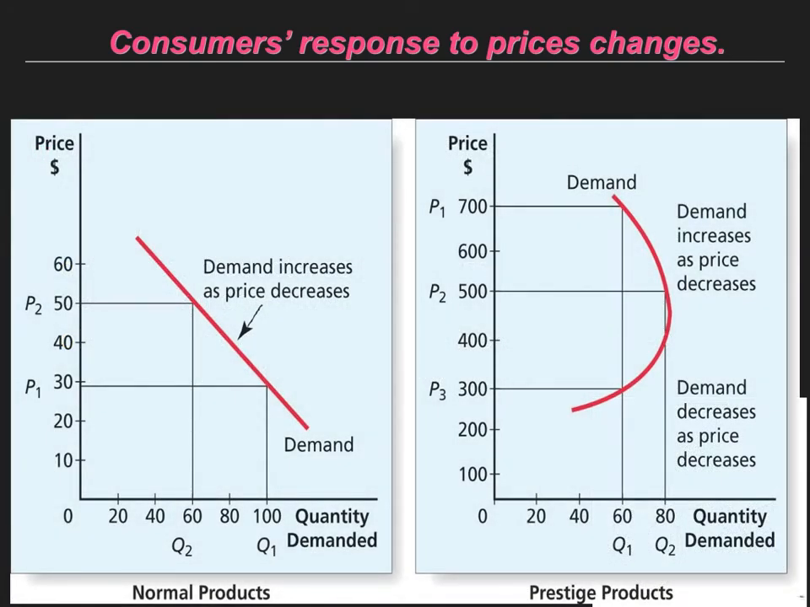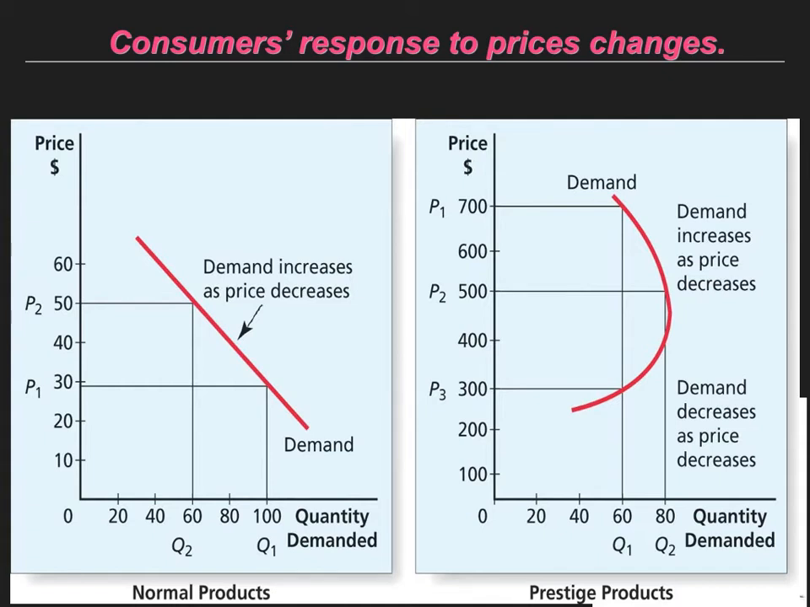On the left here, we have a traditional demand curve, where if you go 10, 20, 30, right, as the price goes up, you can see the corresponding demand goes down. So at a price of $30 for something, the demand is 100 units. That's quantity 1, Q1. And as the price goes up to $50, the demand goes down. So only 60 units were sold. That's Q2, quantity 2. That's for normal products.